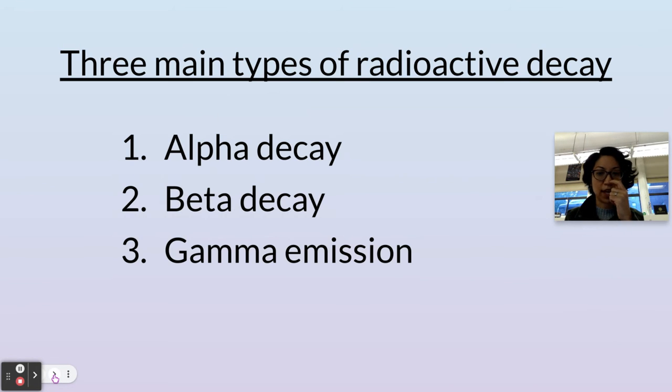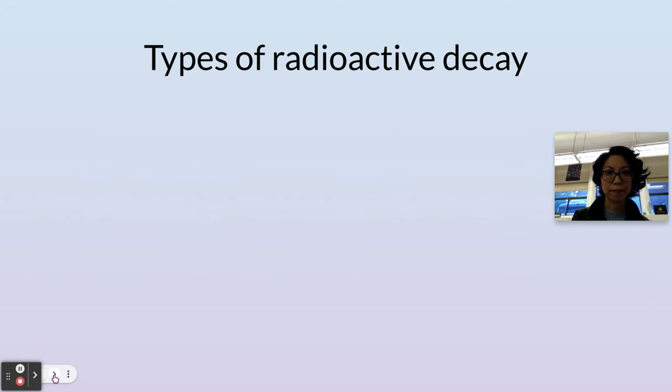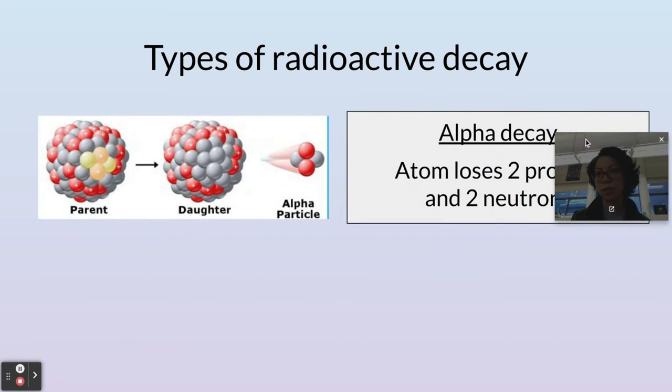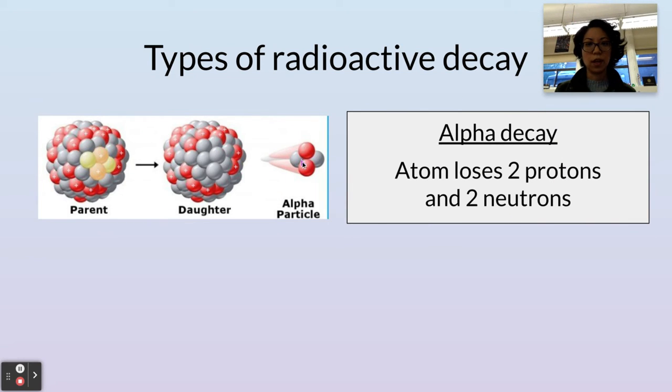So radioactive decay, there are three main types: alpha, beta, and gamma. We're just going to focus on the first two for right now. Okay. So during alpha decay, two protons and two neutrons come out of the nucleus.